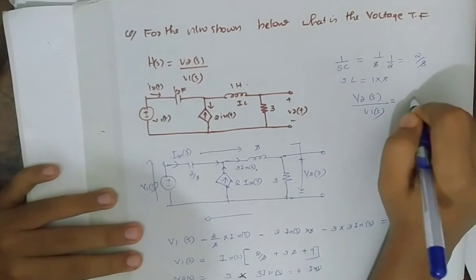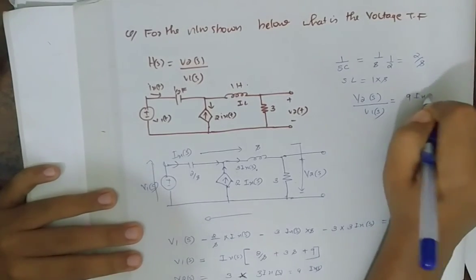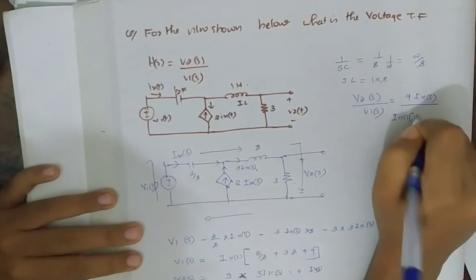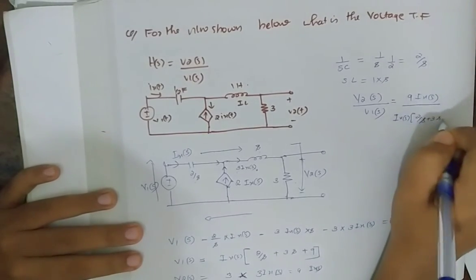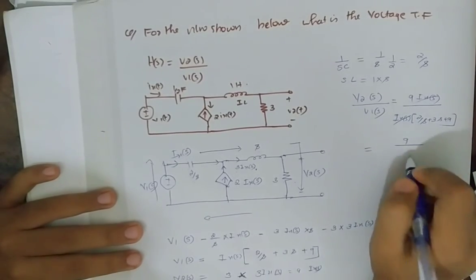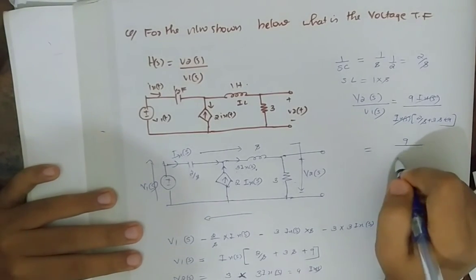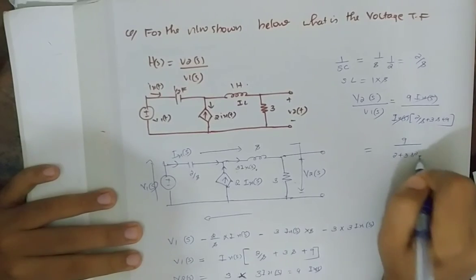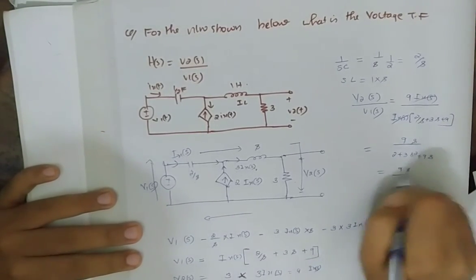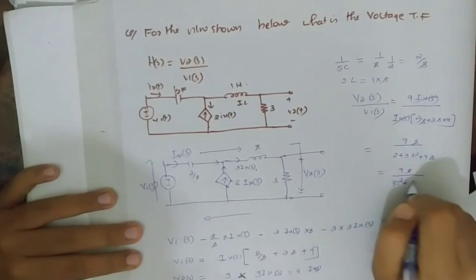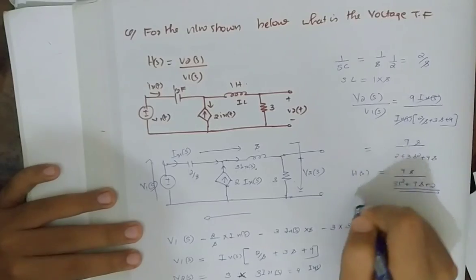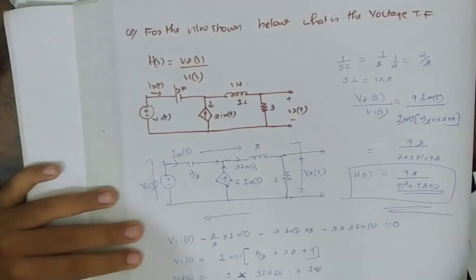divide it. That is 9 Ix of S divided by Ix of S into (2 by S plus 3S plus 9). Okay. So that will be equal to 9 divided by (2 plus 3S square plus 9S). Yes, rearranging we will get 9 divided by (3S square plus 9S plus 2). So this is the voltage transfer function. Okay, so this is the answer.